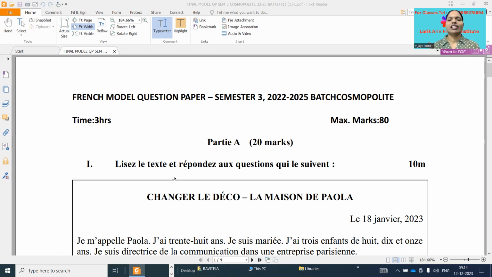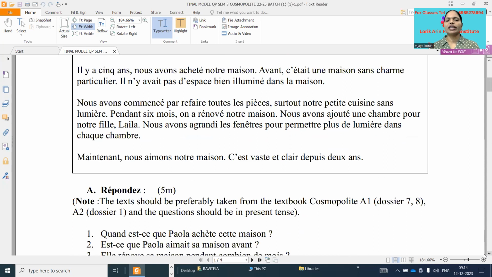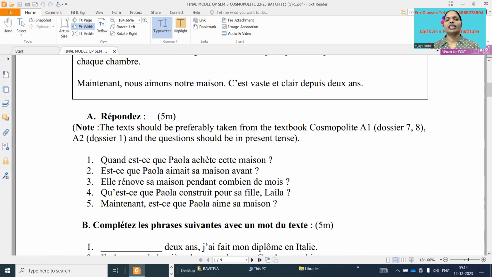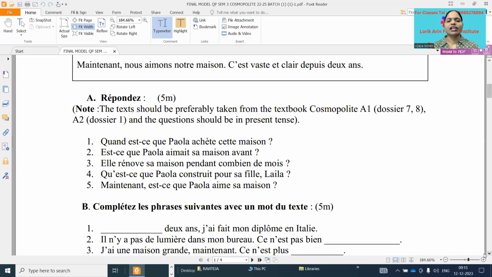First bit is "Lisez le texte, répondez aux questions qui le suivent." So, read the text and answer the following questions. This is 10 marks. You have to read and understand the text. And in this one, two bits are there. First one is "Répondez," 5 marks. They will give the questions and you have to read and write the answers. And B bit is "Complétez les phrases suivantes avec un mot du texte."